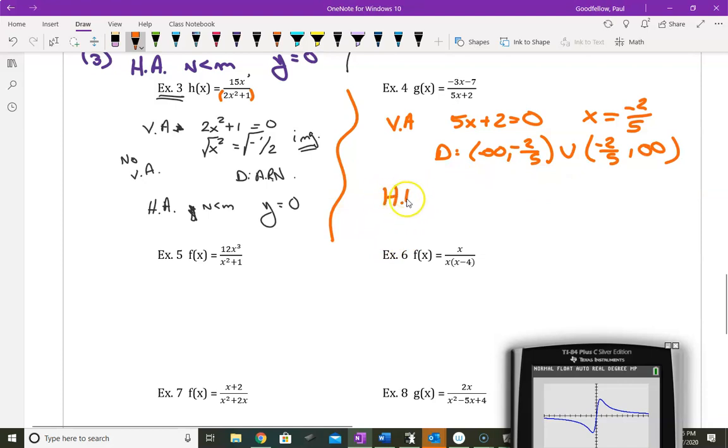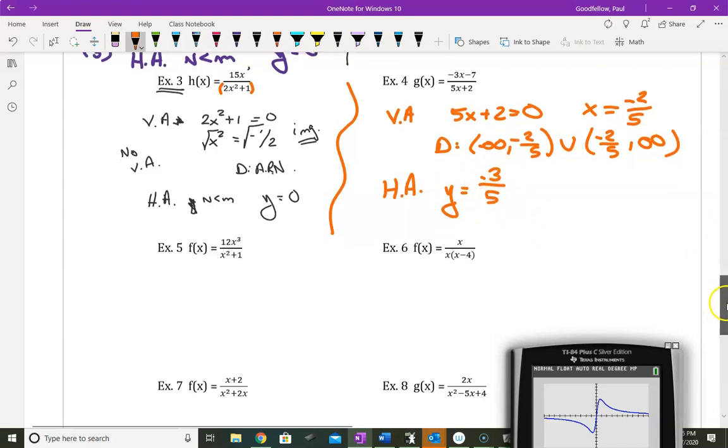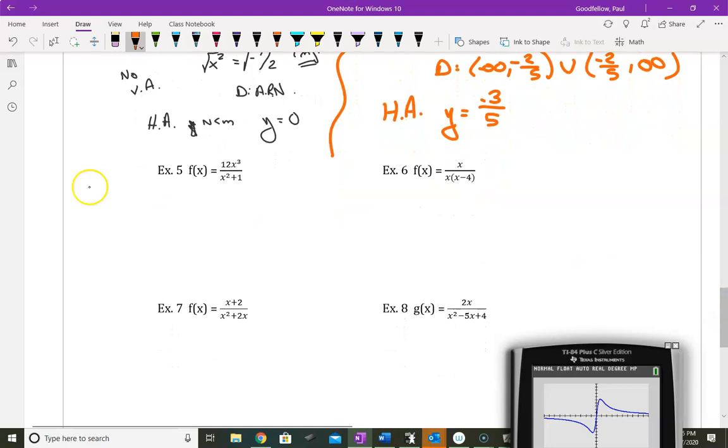A horizontal asymptote, in this particular case, there's a tie in power, so the horizontal asymptote would be y equals -3/5. And you're off to the races.